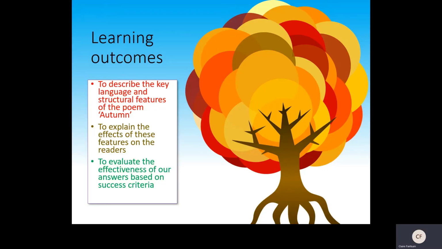Okay, so moving on. We're looking at learning outcomes. What do I want you to achieve by the end of the lesson? I want you to be able to describe the key language and structural features of the poem Autumn. I want you to explain the effects of these features on the reader. And then finally, I want you to evaluate the effectiveness of your answers based on the success criteria.